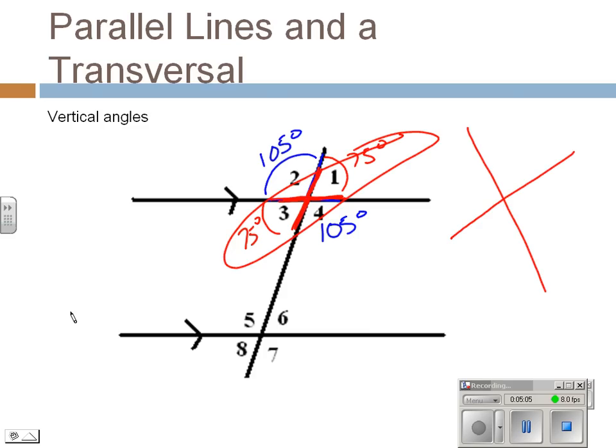So if you just have a random drawing like this without any parallel lines, and you just look at this angle and this angle, these are vertical angles. So this angle, let's say angle A, is going to be congruent to angle B. In addition, this angle and this angle are congruent because, once again, they are vertical angles.